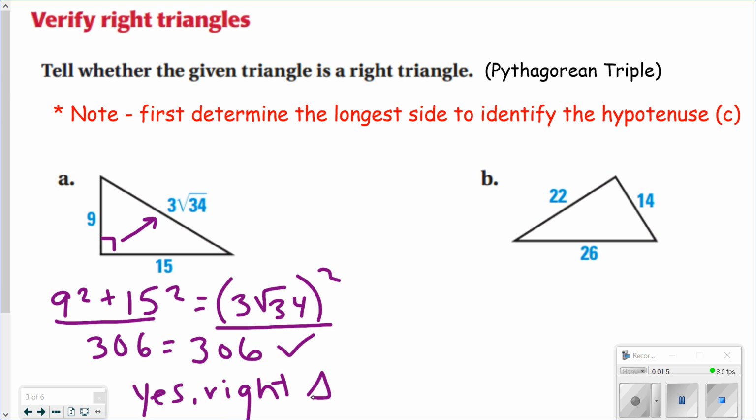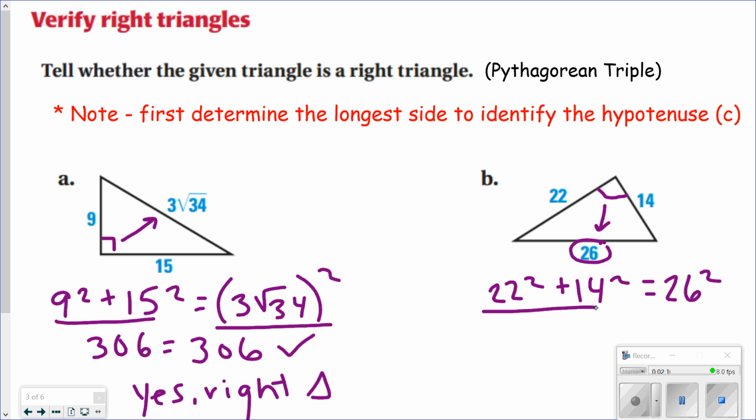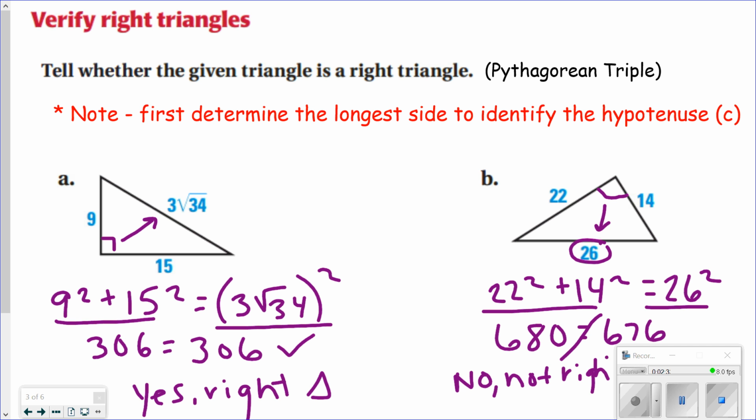All right, let's move on to part B. First thing, we need to figure out what is the longest side. That would be 26. So this is where our right angle would be located. So 26 is our hypotenuse. So 22 squared plus 14 squared, is that equal to 26 squared? Plug this right into your calculator. You get 680. If you plug this into your calculator, you get 676. So these are not the same. So no, this is not a right triangle.